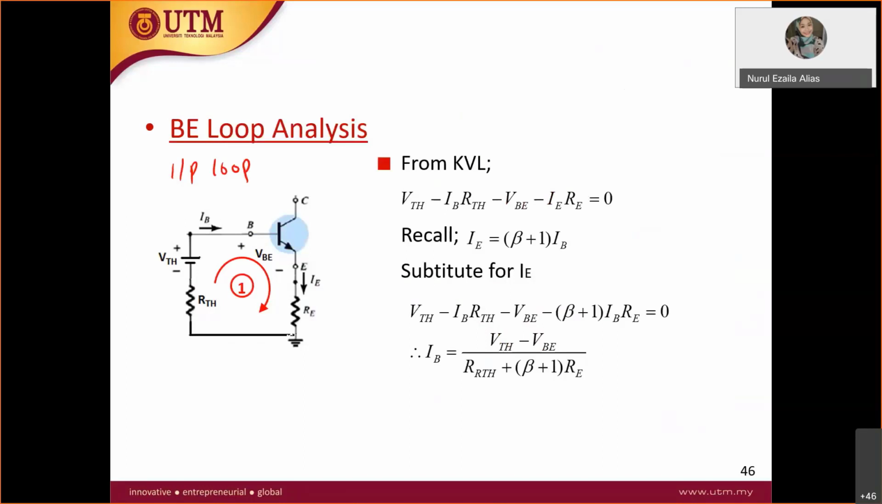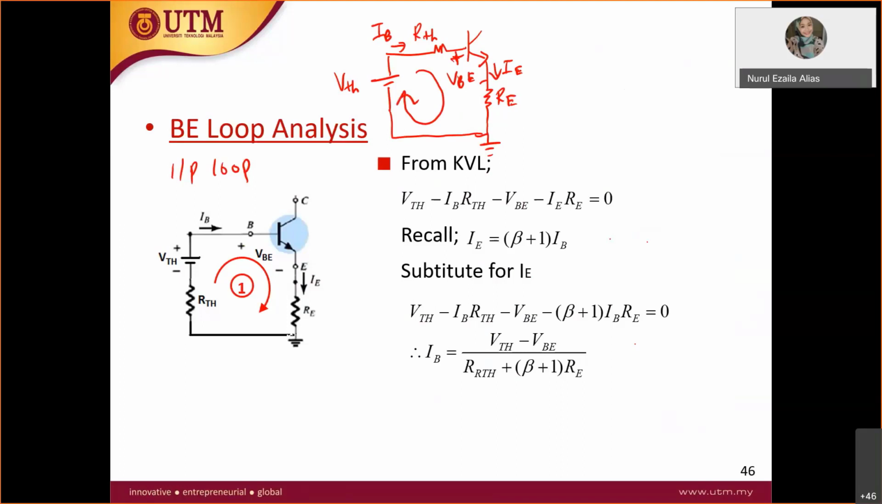So if I draw again like this, I always want to draw again. This is your R Thevenin, and this is your V Thevenin. Then you have here your RE, this is your ground. This is VBE, this is IB and IE. So this is your loop.